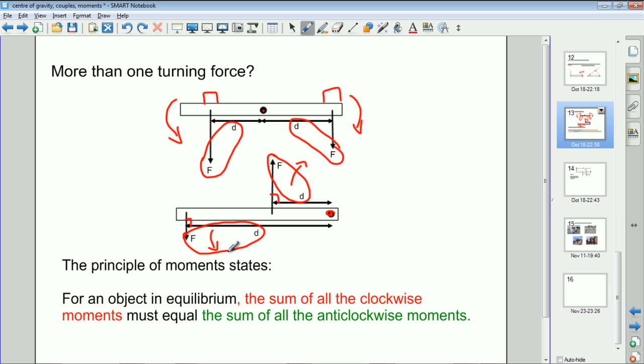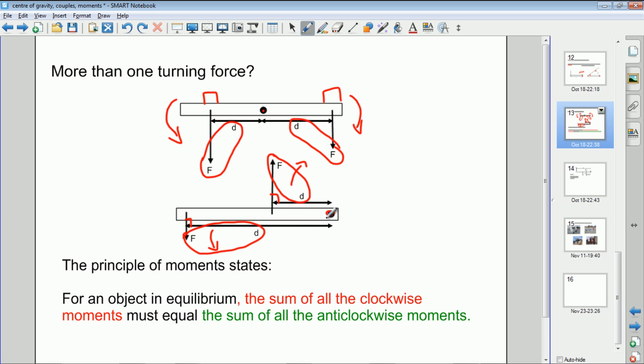Now, if the object is in equilibrium, then the sum of all the forces will equal 0. So putting that in clearer language, for an object in equilibrium, we say the sum of all the clockwise moments must equal the sum of all the anti-clockwise moments.